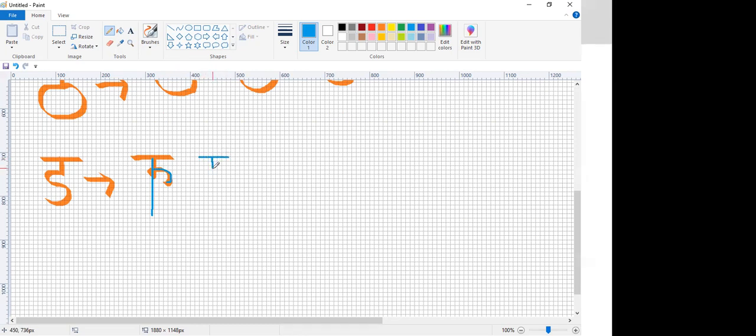I am making this, then I make a round. I am making like a C type of thing. See, this is not correct. It should be round. I make it like this and then I stop here. I just stop before this vertical line.